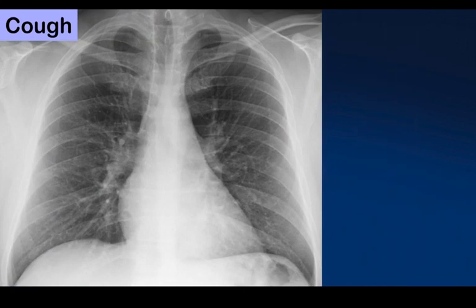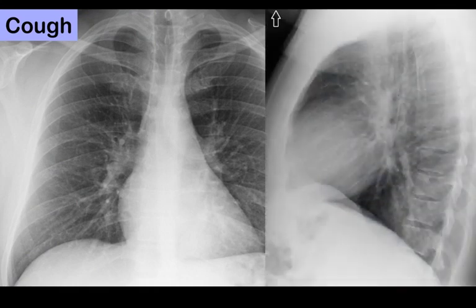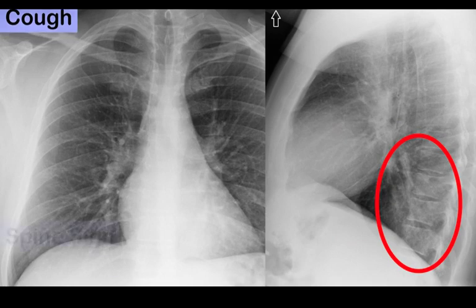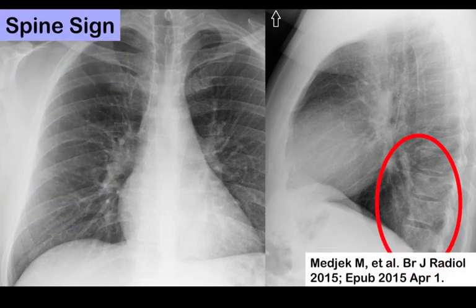Patient presented with cough and fever, and the frontal radiograph is frankly somewhat underwhelming. Fortunately, we had a lateral radiograph, and as we scan the spine from top to bottom, we notice that it becomes more opaque inferiorly. This is an example of a positive spine sign. Normally the spine becomes more lucent as you scan from top to bottom. In this case, it's becoming more dense.